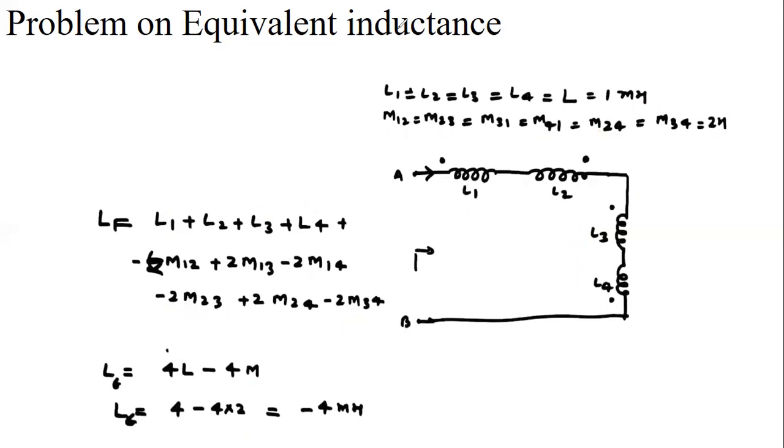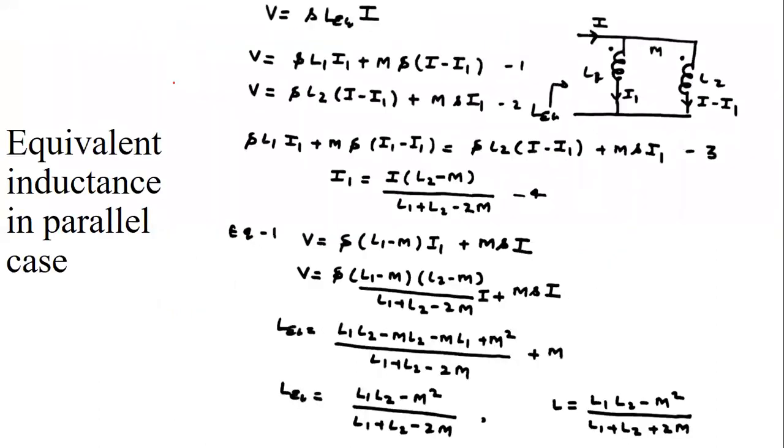Now moving to the next. Now suppose the coils are connected in parallel. Here we have shown the coils L1 and L2 connected in parallel. Calculate the equivalent inductance between the coils. What is the equivalent inductance between the coils?